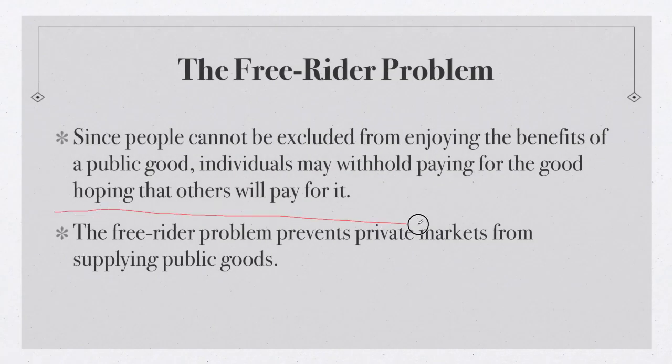Now, the free rider problem prevents private markets from supplying public goods. It's just not to their advantage to do it. As a result, when it comes to public goods, generally it becomes the domain of government to produce them. A great example is roads, right? It's very hard to prevent people from enjoying the benefits of roads.